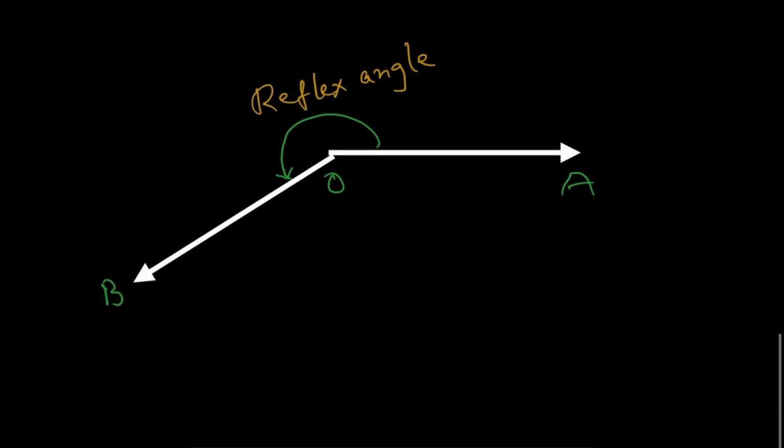What is a reflex angle? It is more than 180 but less than 360. Suppose this angle X, X degrees, whatever, is lying between 180 degrees and 360 degrees. Then it is called a reflex angle. More than 180, less than 360.